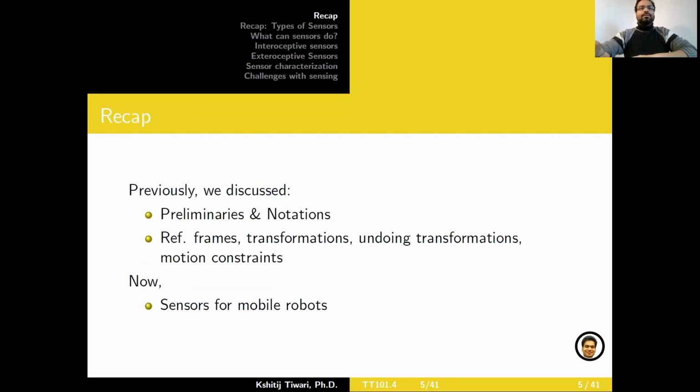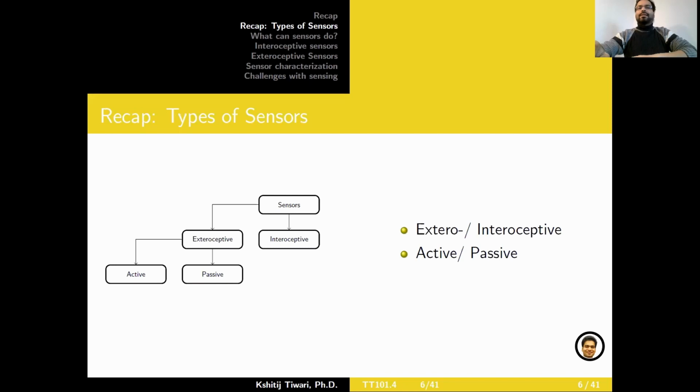First things first. What did we learn the last time? So last time in the previous lecture, we looked at preliminaries and notations. We looked at reference frames, transformations, undoing transformations, some motion constraints. And today we are looking at sensors for mobile robots. In the last lecture, I had already covered that sensors could be exteroceptive or interoceptive, where the exteroceptive sensors can also be active or passive, depending on whether they emit energy or just observe ambient energy.